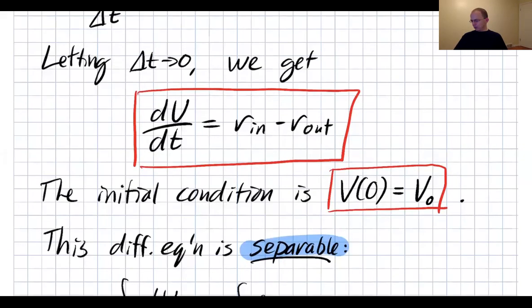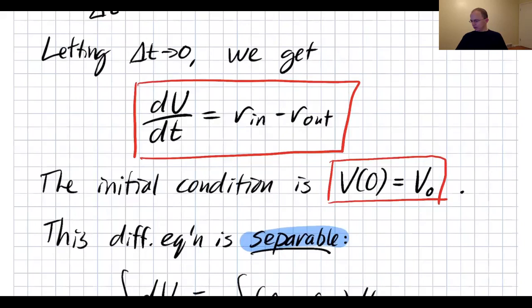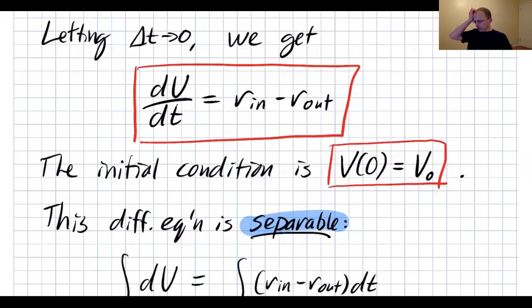And we have also an initial condition. So V of 0 is V naught. And what's nice about this differential equation is that it is separable. So this is a separable differential equation.